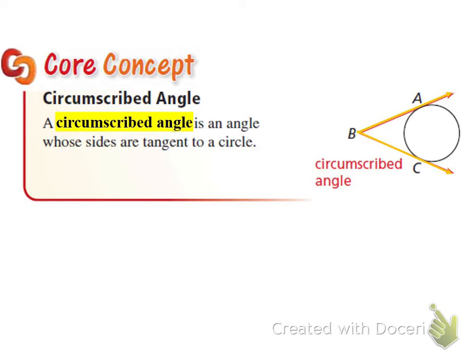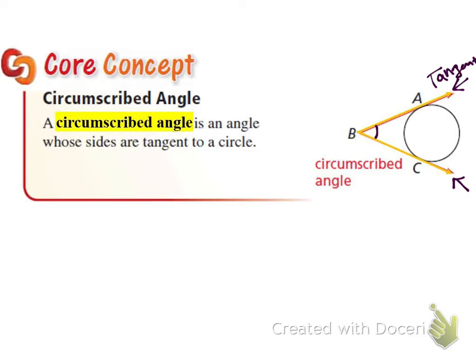I'm just explaining. A circumscribed angle is an angle whose sides are tangent to the circle. So what it is, there's an outside angle. What is the outside angle in this picture? Angle B. And it's formed by 2 lines. What kind of lines are each of these? Tangent, because they touch the circle once. So there is a special relationship.